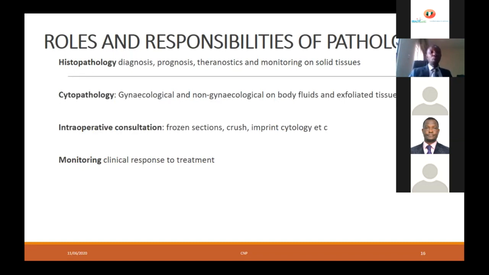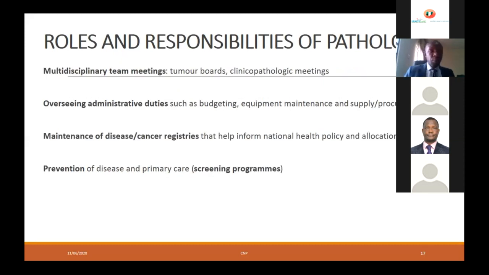We can also do monitoring for transplant patients as well. Recently, we received samples from one of the private hospitals in Abuja for a patient who had undergone renal transplant. We can monitor transplants, whether the transplant is rejecting or is staying. We can monitor them if you take some small biopsies for us as pathologists.